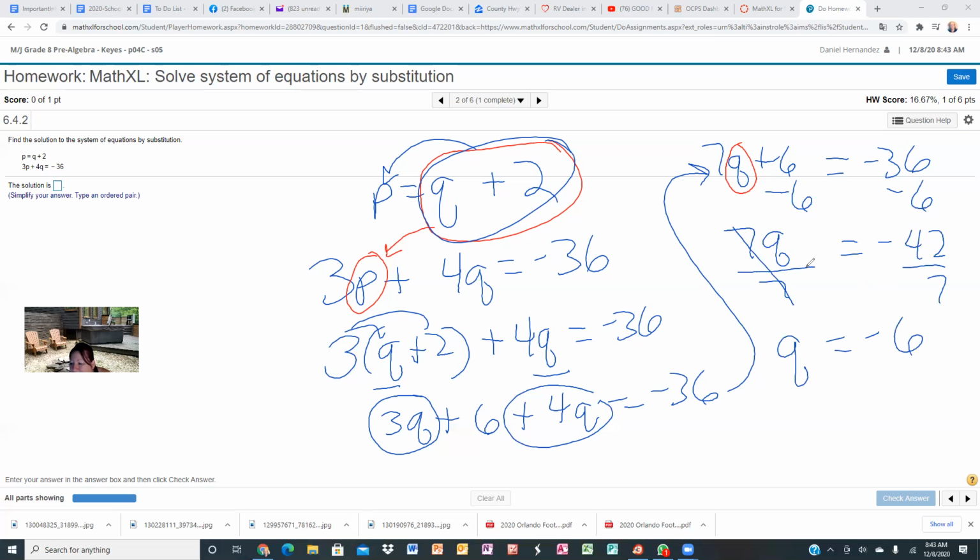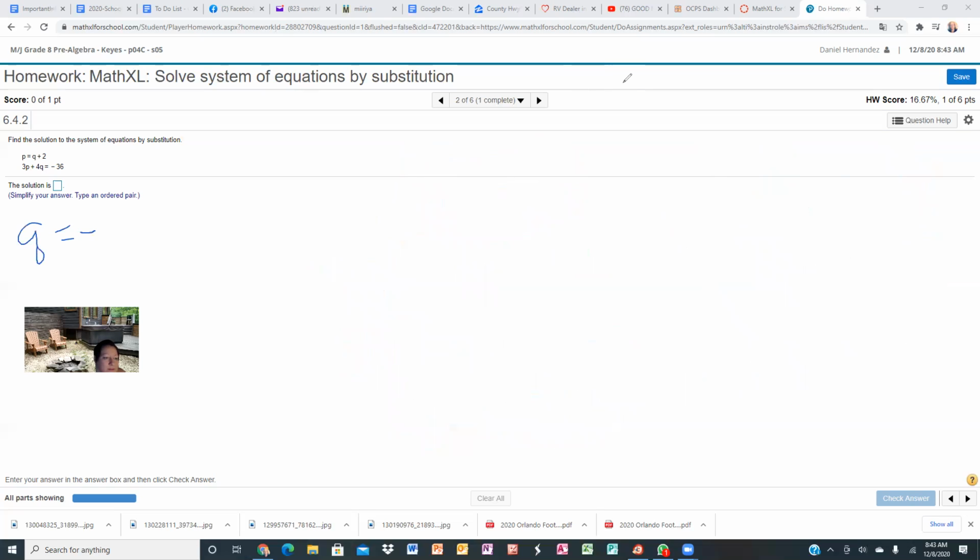It keeps moving. All right, so Q is -6. So I'm just going to write that over here. Now we need to plug it back in. So P equals Q plus 2. Well, if Q equals -6, I can plug that in here. So what's -6 plus 2? -4.